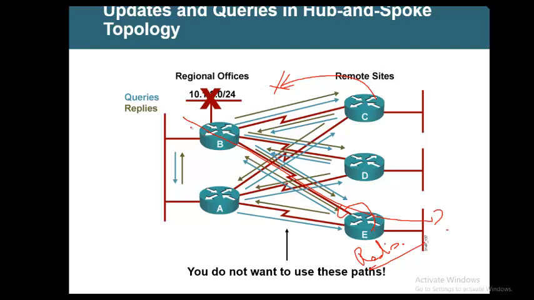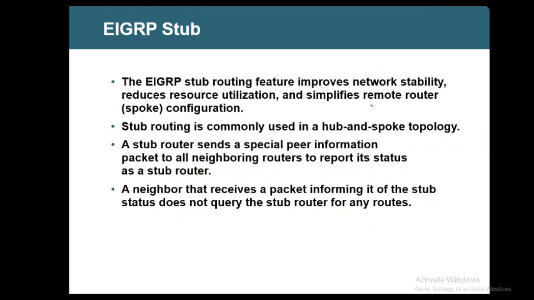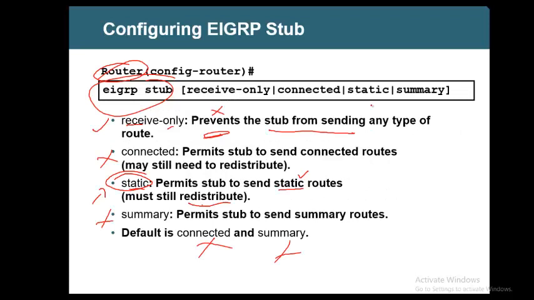But whatever B gives, it will be learning. And it will be advertising to the downstream. If there is a downstream router, EIGRP enabled, it will be advertising. Whatever B gives, C will happily take it and forward it. But what it won't do is, whatever it learns from here, it will not give. Even the directly connected, it will not give. So this is how the 5 types of stub go.